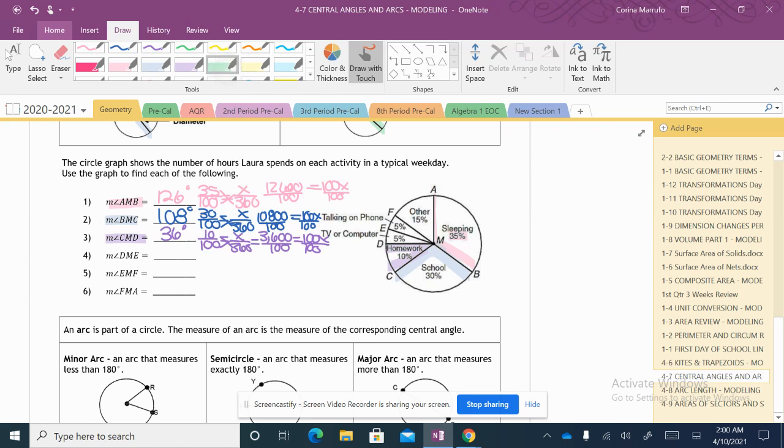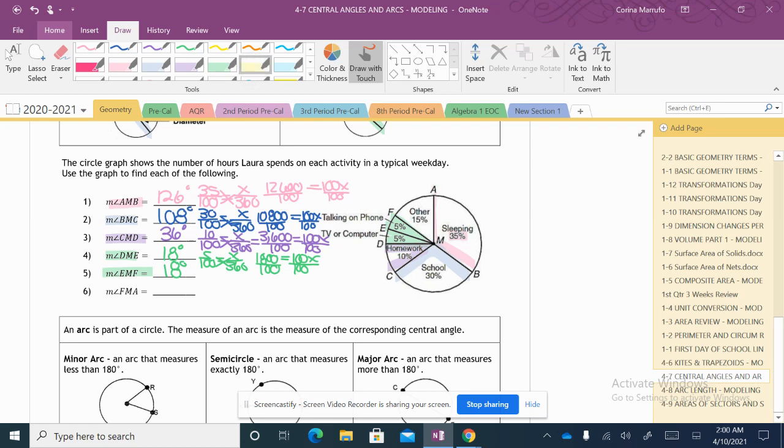Now the next little section. Here we have from E to D, which is 5%. So we're going to do 5 out of 100 equals x out of 360. We cross multiply. 360 times 5 gives us 1,800 equals 100 times x. We divide both sides by 100, and this is going to give us 18 degrees. EMF happens to also be 5%, so I'm not going to work it out again because it's going to give us the exact same number of degrees, 18 degrees.